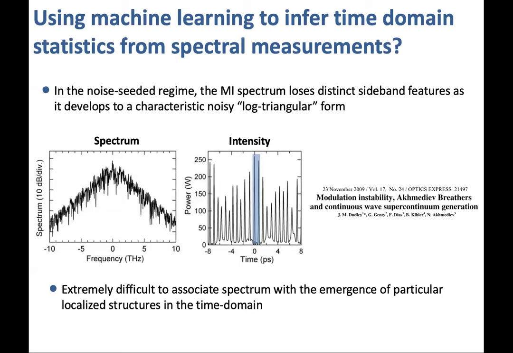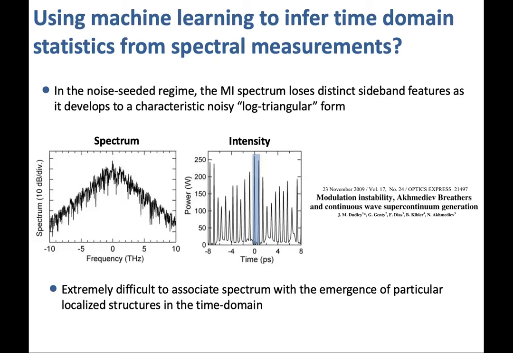But of course, because the dispersive Fourier transform is much simpler than the time lens technique, wouldn't it be nice if we could infer properties of the time domain simply from the dispersive Fourier transform single shot spectral measurements? That sounds nice, but because we don't have access to the phase, how to do that?